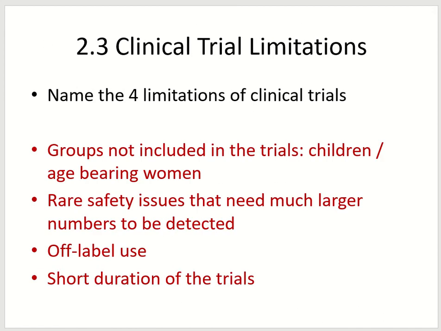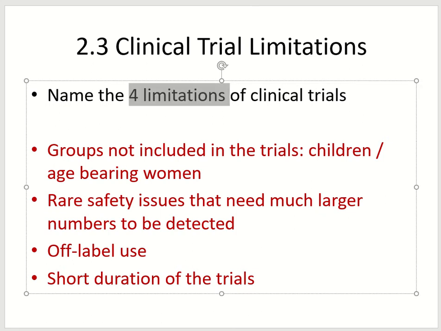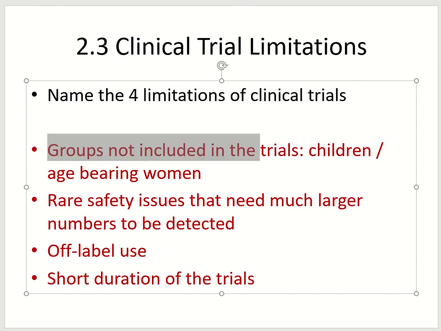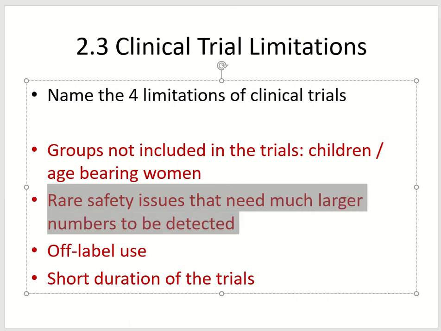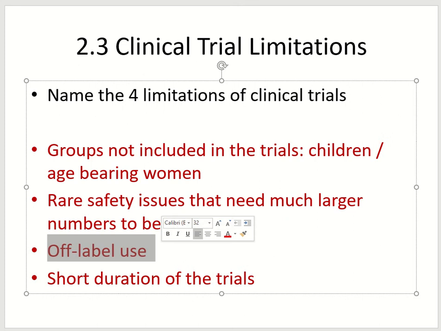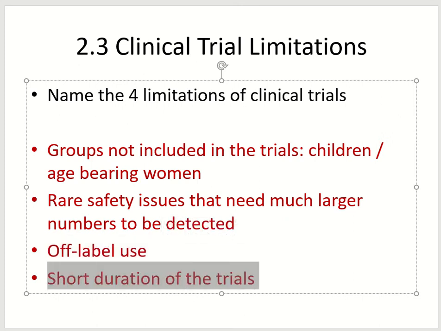Now, clinical studies, phase 1, phase 2, phase 3, are not without limitations. These are the 4 limitations cited by the author. There are groups of patients or people that are not studied, in children for example, child-bearing age women. Rare safety issues that need a larger population or large numbers to be recruited may not be detected. You may not see the off-label use of this medication, and the duration of the study might be too short.